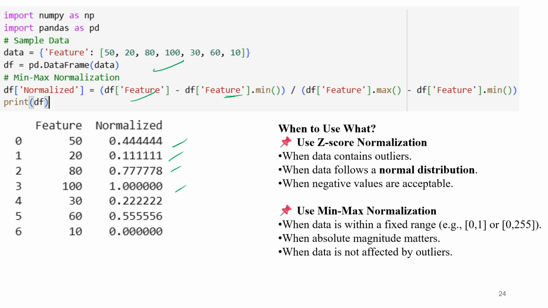For that purpose, we are going for standardization. So when do we use z-score? When data contains outliers, because z is (x minus mu) by sigma, and if it is greater than 3, then we can say that this particular data has outliers. Also when data follows a normal distribution, we can use it, and when negative values are acceptable. Then when do you use min-max? When data is within a fixed range, when absolute magnitude matters, and when data is not affected by outliers. In these cases, you can use min-max normalization.